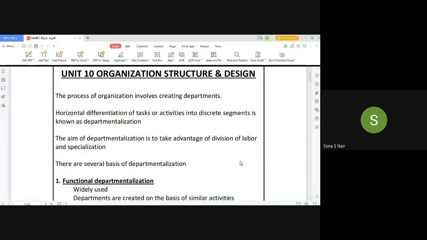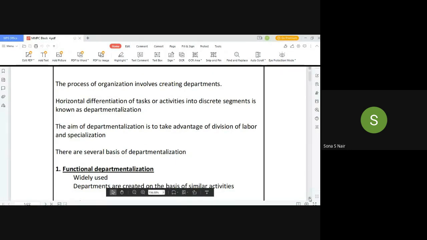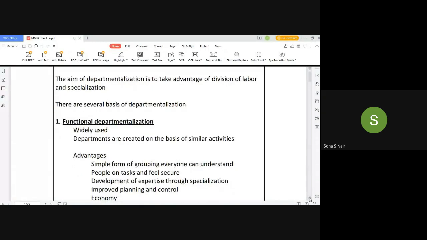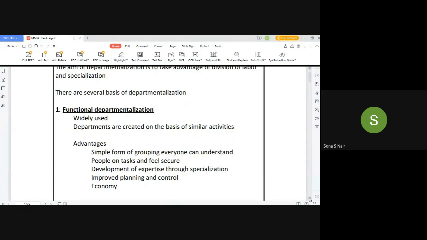So there are several bases of departmentalization. It depends on the needs of the organization and the basic activities which are to be conducted in the organization. And we are familiar with most of the departmentation bases. One is functional departmentation, when we divide the organization on the basis of the different functions which are carried out, the most common ones being marketing, finance, HR and production. This is in general.